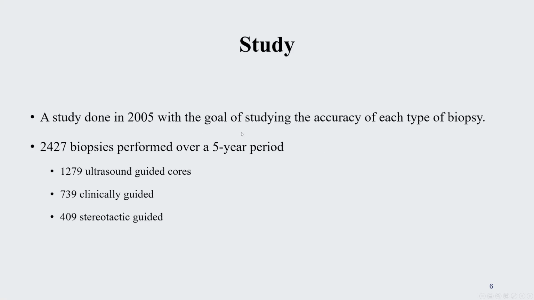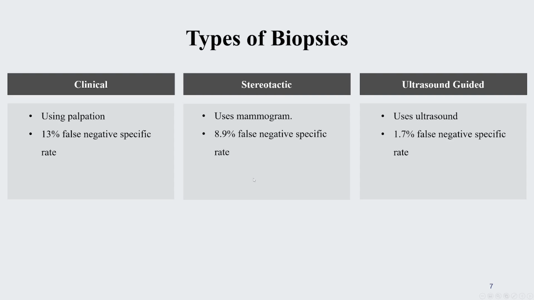A study done in 2005 with the goal of studying the accuracy of each type of biopsy had 2,400 biopsies performed over a 5-year period, 1,200 of which were ultrasound guided, 700 were clinically guided, and 400 were stereotactically guided. In those biopsies, there were about 6.1% false negatives at the first test.